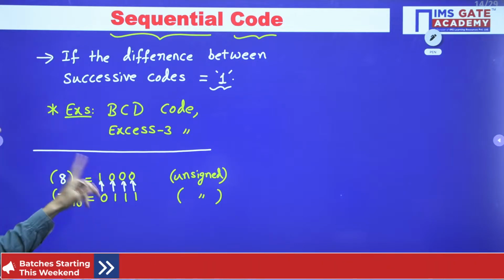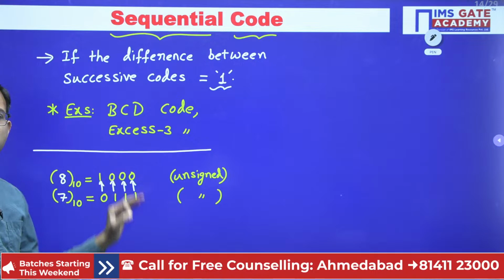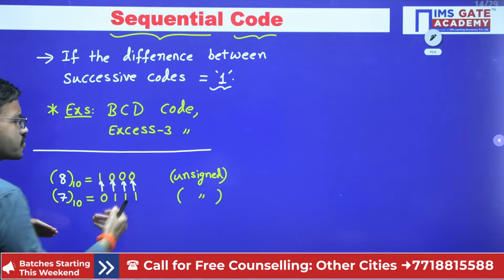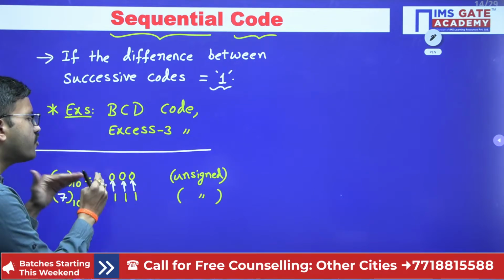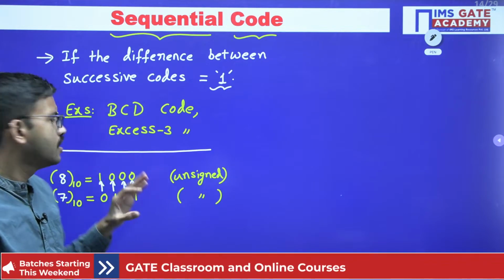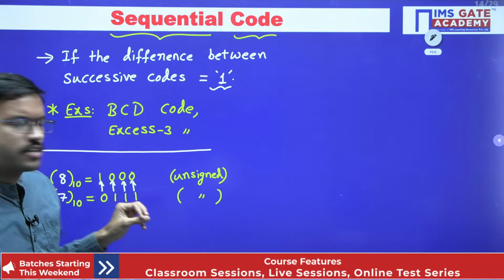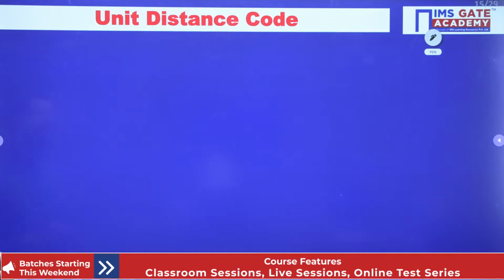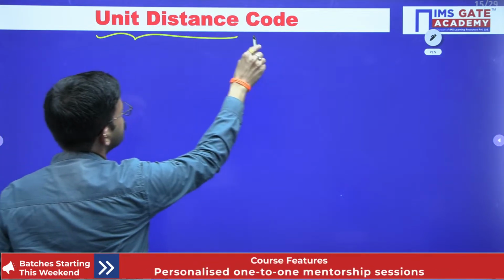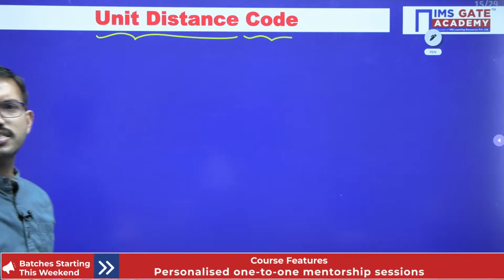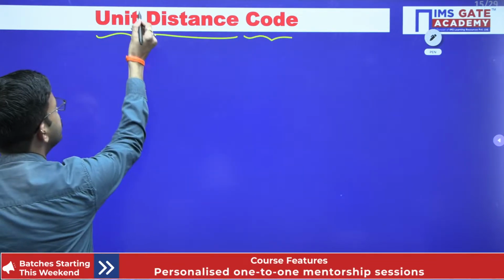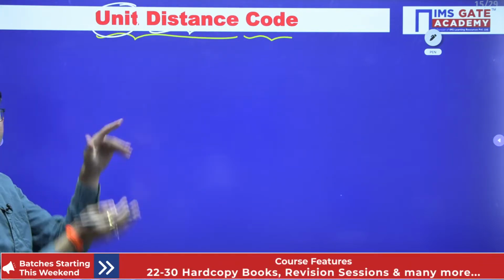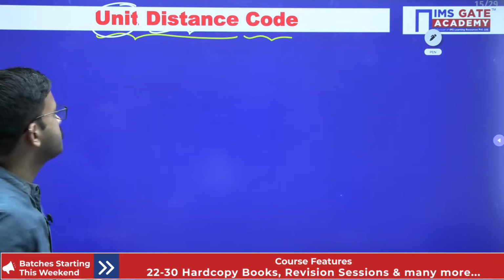So what is the drawback in the sequential code? That drawback we can easily overcome if we are able to arrange the codes such that any two successive codes differ in only one bit. Then it is easy, and you will get a lot of advantage with the help of that particular code. The name of that code is unit distance code. As the name implies, unit means one distance. When you observe any two successive codes, only one bit will differ, that's all.